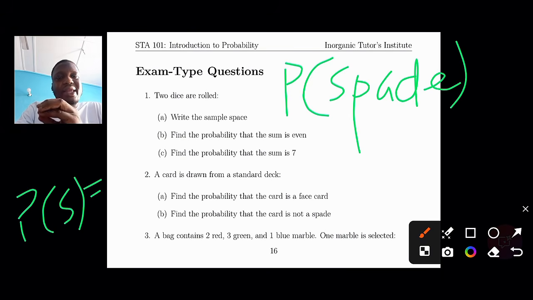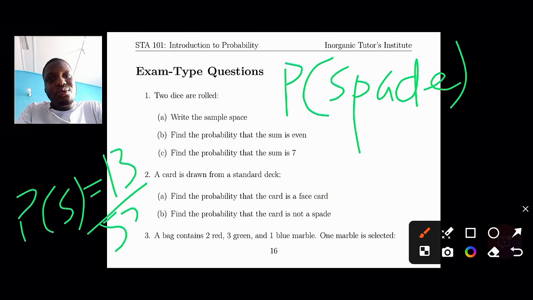Remember, there are 52 cards: 13 hearts, 13 diamonds, 13 clubs, and 13 spades. Or just divide 52 by 4, because you know there are 4 different types of cards. We have the spade, hearts, diamonds, and the club. So that's how we determine that there are 13 spades in the deck. So the probability of getting a spade is 13 over 52.